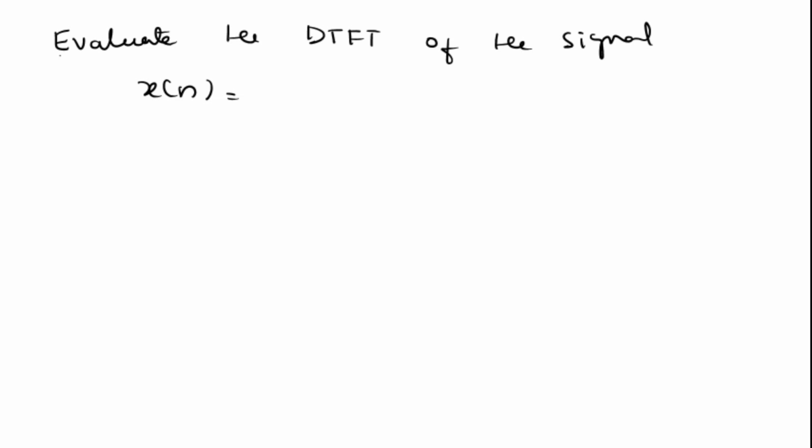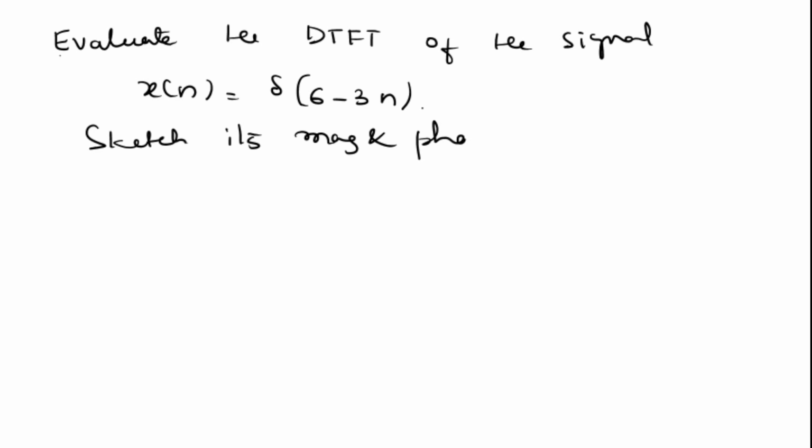Evaluate the DTFT of the signal x of n is equal to delta of 6 minus 3n. Sketch its magnitude and phase spectrum.